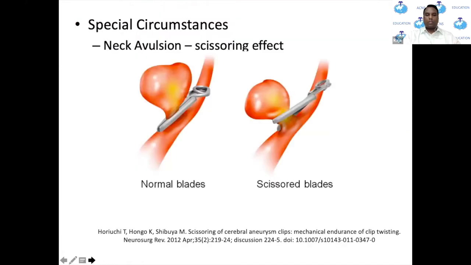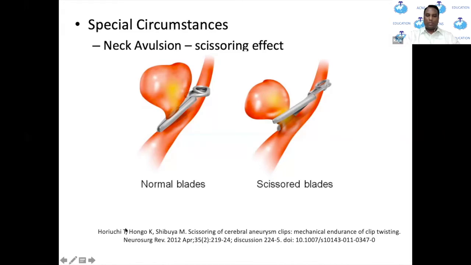Now, special circumstances, we have heard of that scissoring effect of aneurysm clips. Why this happens is probably, like I said in the previous video, only the tip of the blades were applied, and that has caused the scissoring effect and caused the aneurysm to bleed. And this is one beautiful article written by Horiuchi et al.